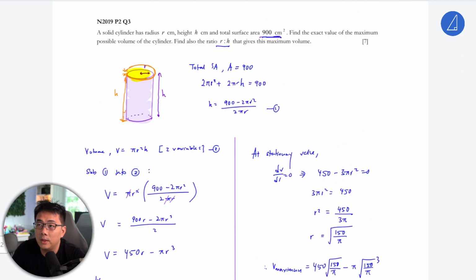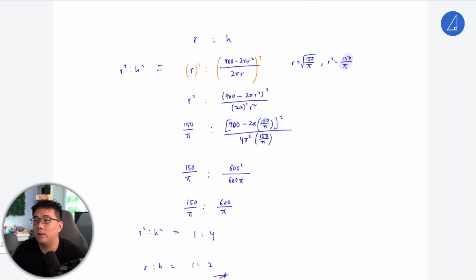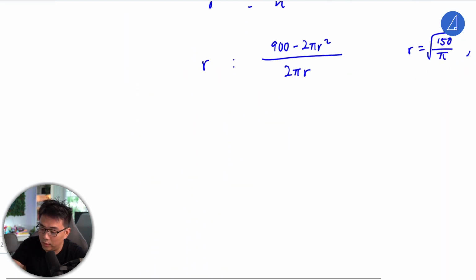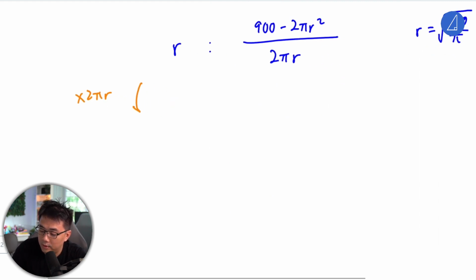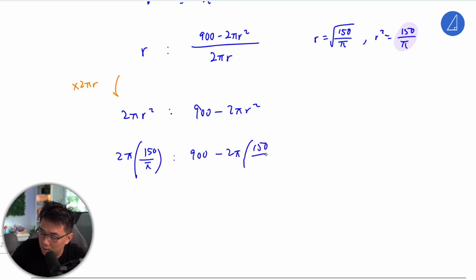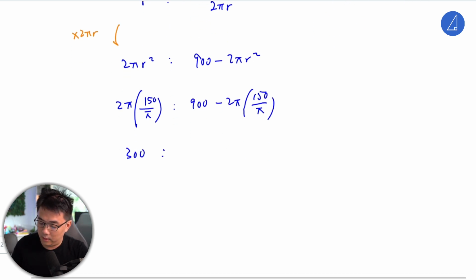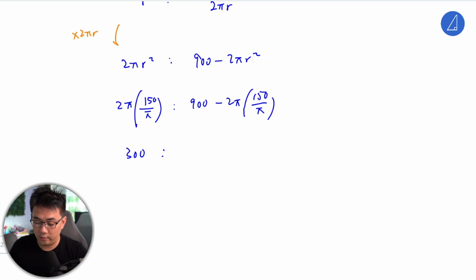If you have any question, please do let us know. Maybe I'll just write down the typical way of solving it without squaring it. What I could do is multiply by 2 pi R on the other side, so that I can get rid of this. Then this will be quite okay. So it's a ratio. Now I can just key in 150 pi. Yeah, this is okay. So what I'll get is 300 over 900 minus 2 times 150, that will be 600.